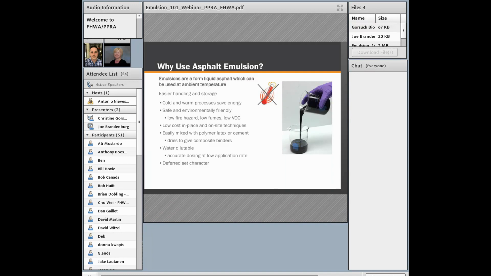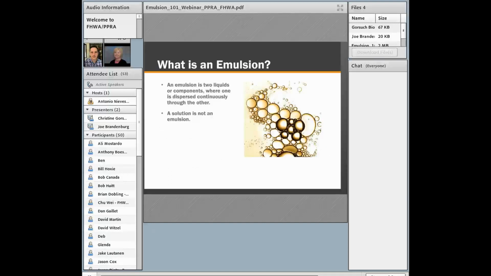We can adjust the reactivity and adjust how it sets and breaks by using different formulations.